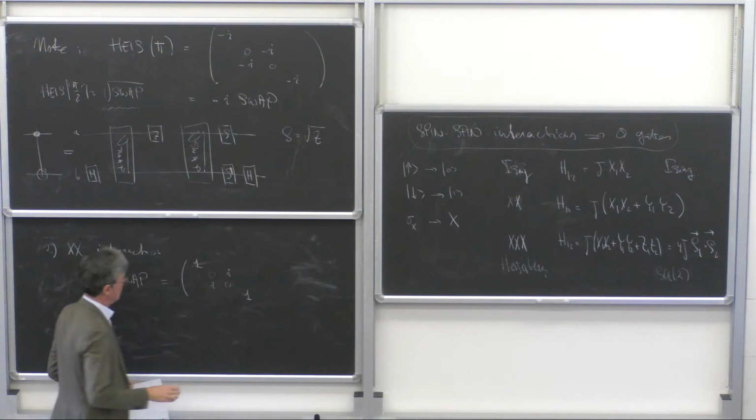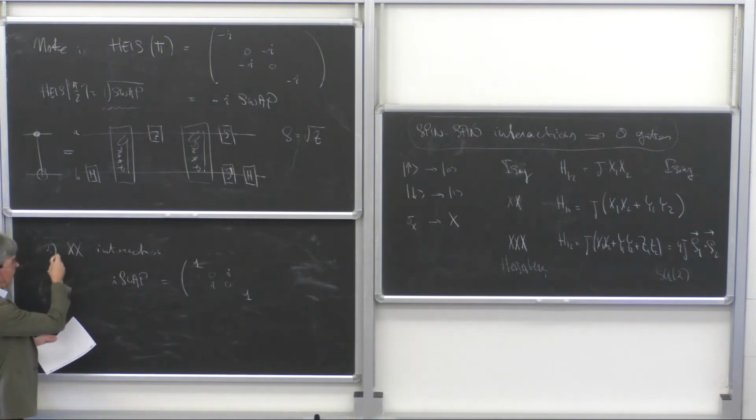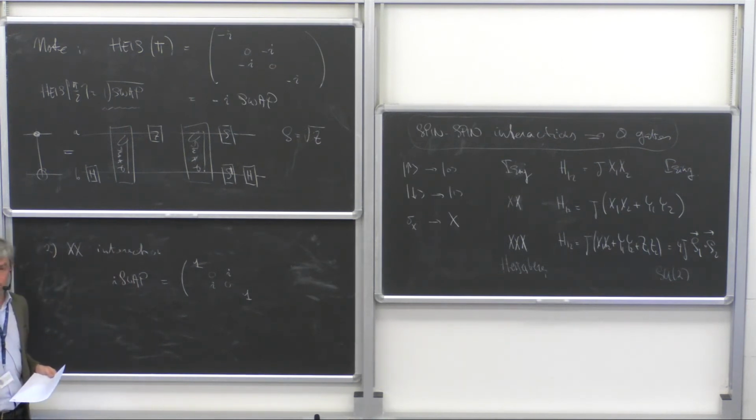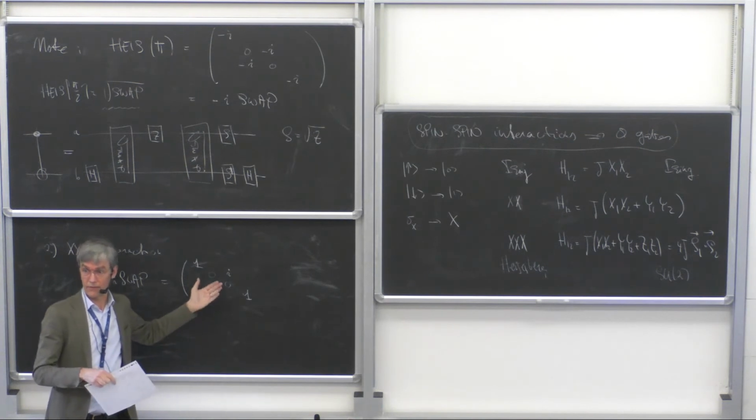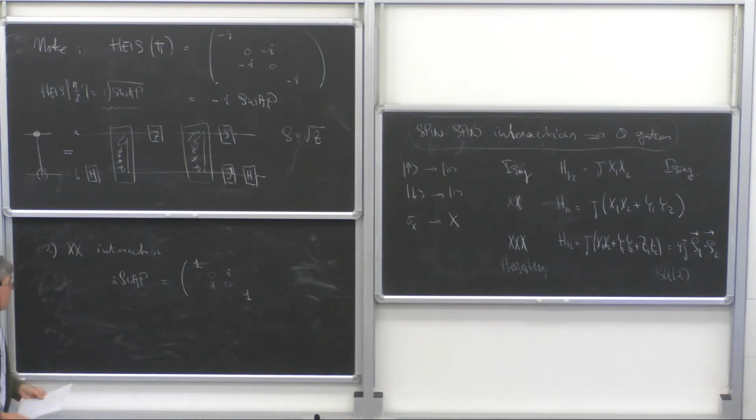This is what happens if you pulse this x-x interaction for some time. You can probably see this quite easily. X-x is like a hop of the middle two states, and if you exponentiate that, there's this i, and it doesn't go away on you. So this is iSWAP.